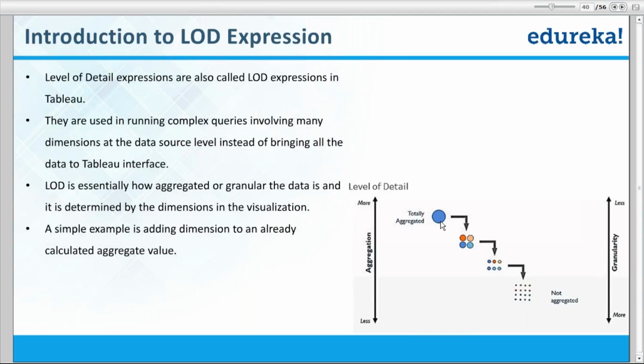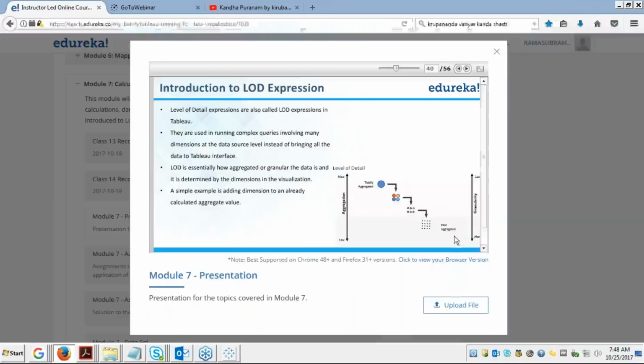So what is happening in this diagram? In the initial level, the data is totally aggregated. As and when I add more and more dimensions, my data is becoming more and more granular in nature, and finally it is totally not aggregated and it is more granular in nature. That's what it is saying. So when your data is becoming more and more granular in nature, it will become less aggregated. So you are getting this right, friend.